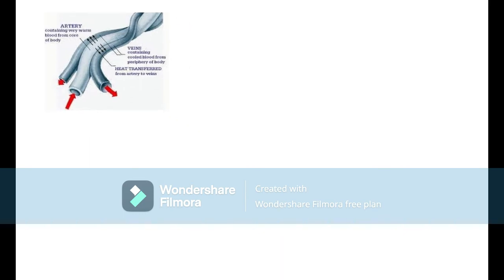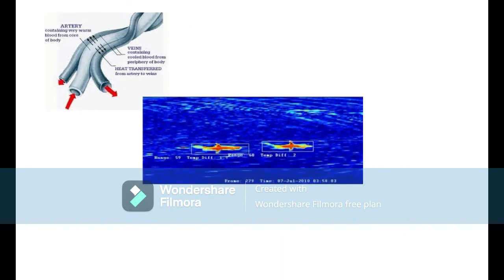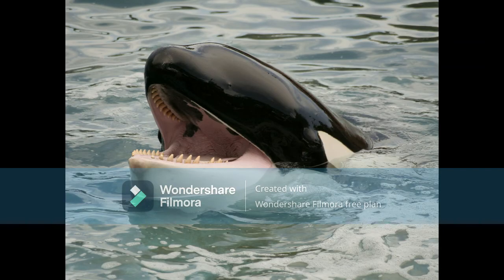But when the killer whale could be in warm water or simply just hot, the circulation near these arteries will increase so that the heat will be transferred to the venous blood cells, but excess heat will be transferred to the environment. Thanks for watching.